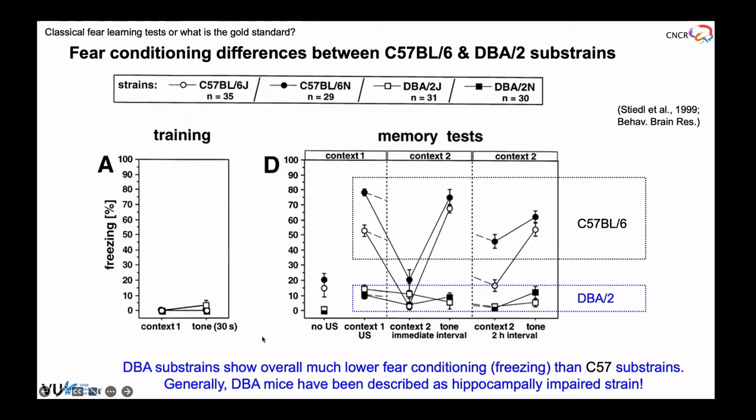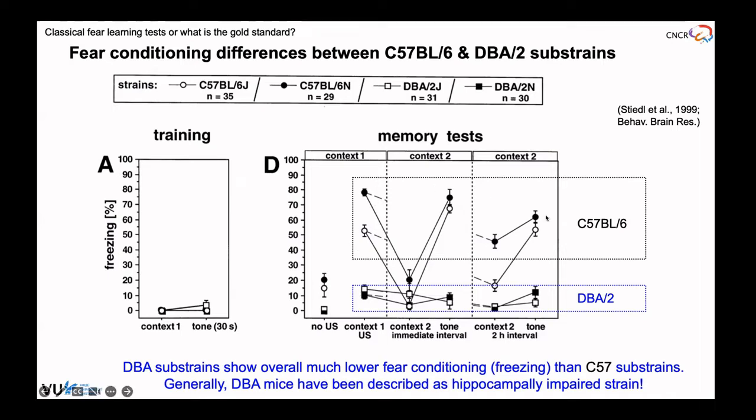I'll show you a paper which is really old. It's from 1999, and it's a strain-substrain comparison where we look at the performance of two C57 Black 6 substrains compared to DBAs. In general, the C57s show decent or high freezing, good performance, whereas the DBAs don't show a lot of freezing. We have confirmed this with autonomic measurements, and we know that despite their activity suppression, they are not good freezers. This confirmed, at least partly, previous data showing that DBAs are inferior to C57 strains, and DBAs have often been reported as hippocampally impaired strains.